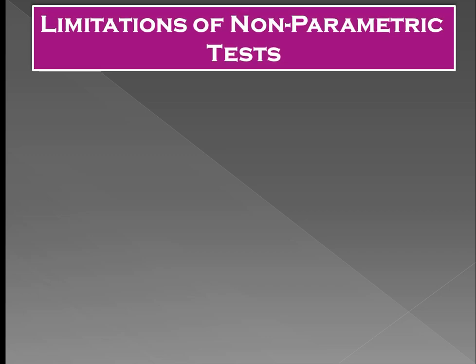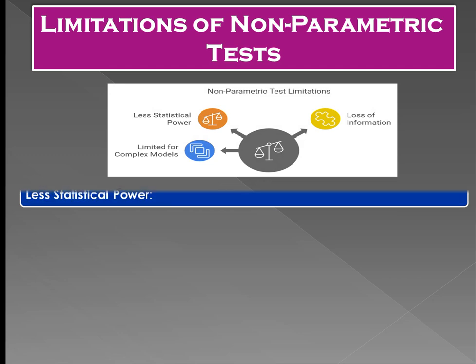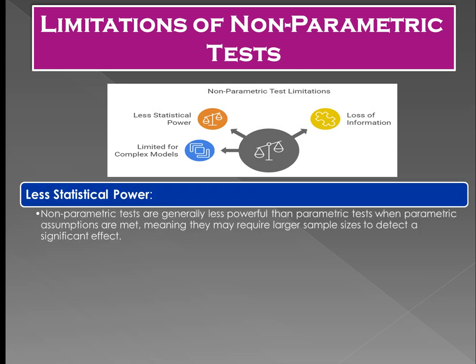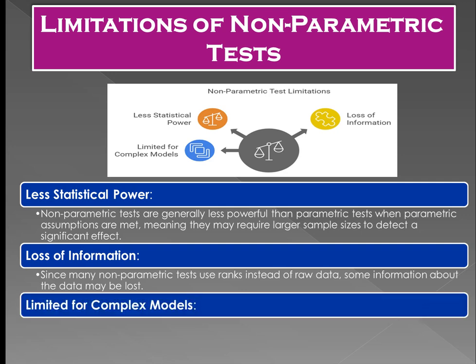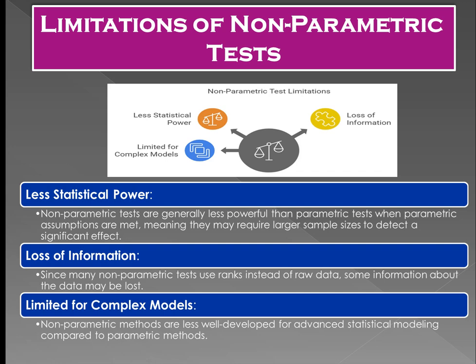Limitations of non-parametric tests. 1. Less statistical power. Non-parametric tests are generally less powerful than parametric tests when parametric assumptions are met, meaning they may require larger sample sizes to detect a significant effect. 2. Loss of information. Since many non-parametric tests use ranks instead of raw data, some information about the data may be lost. 3. Limited for complex models. Non-parametric methods are less well developed for advanced statistical modeling compared to parametric methods.